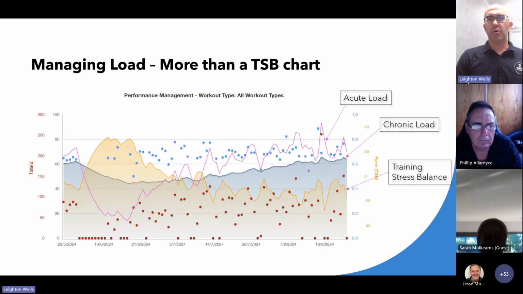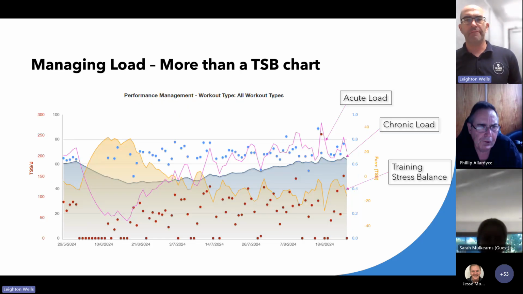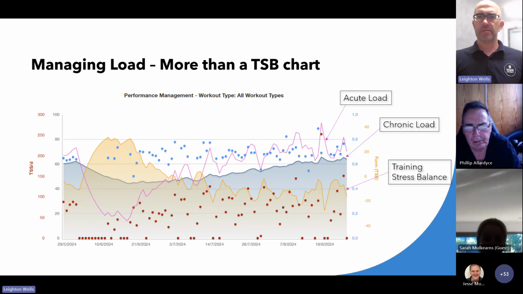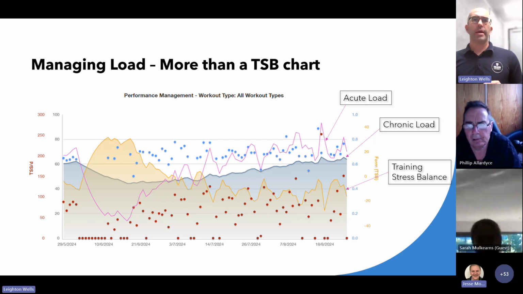Okay, so I'm not going to talk about the ins and outs of the training stress balance chart that we see in Training Peaks. And Jesse, can I just confirm with you that those three boxes have come up, the acute, chronic, and training stress balance? Yes, we can see them.